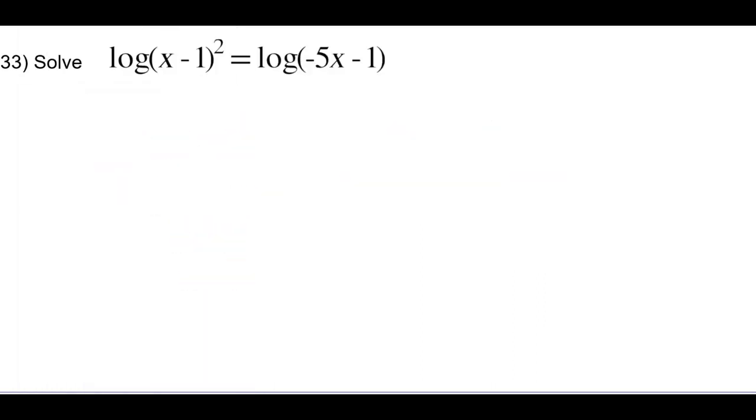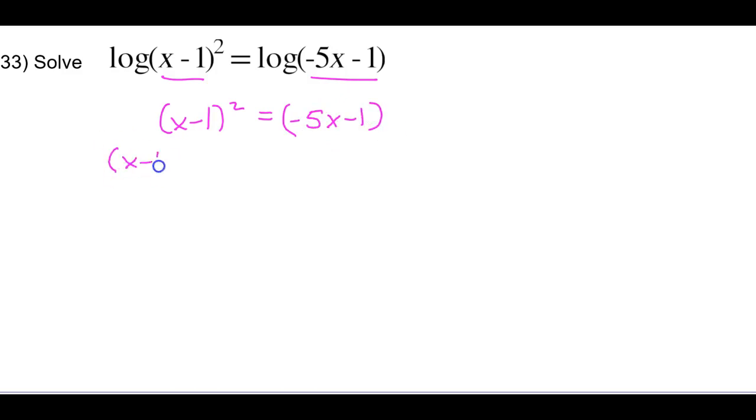The next problem, number 33, is also a logarithm problem. These both have a base of 10. So since they both have a base of 10, the descriptors must be equal. The log base 10 of this descriptor equals the log base 10 of this descriptor. So I can say, well, if that's the case, using that equality property, (x minus 1) squared must equal negative 5x minus 1. Now I just have a quadratic equation.